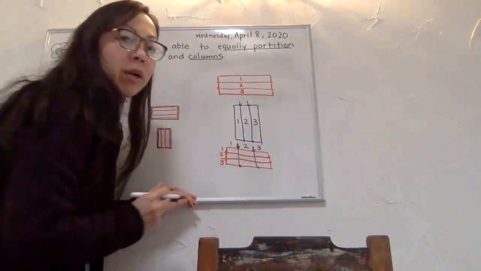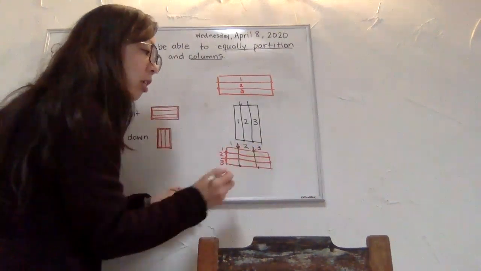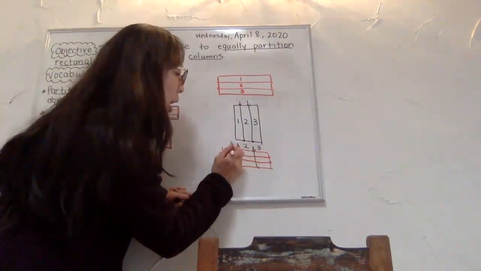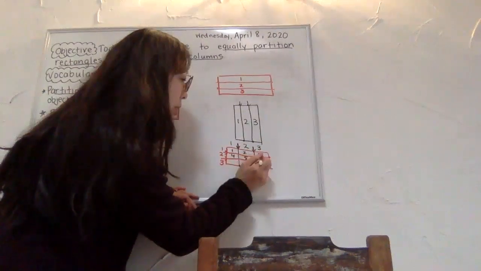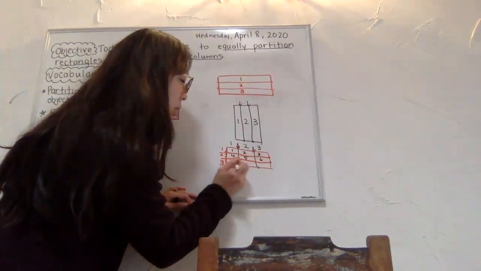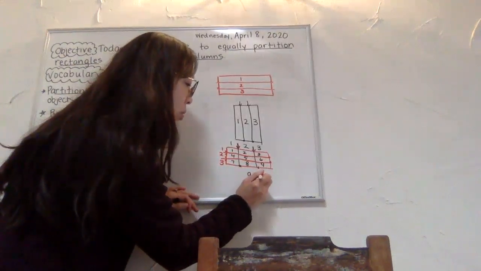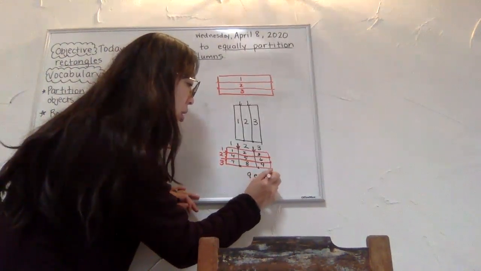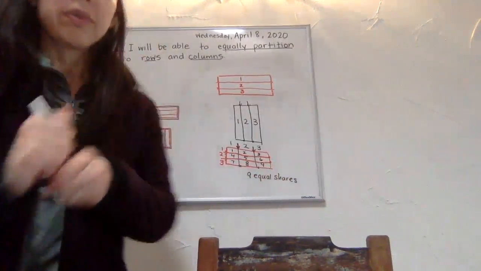Now I can go ahead and count up my equal shares. That's how many equal pieces I divided my rectangle into. I have 1, 2, 3, 4, 5, 6, 7, 8, 9. So I have 9 equal shares. Okay, in your math activity today, you're going to see that.